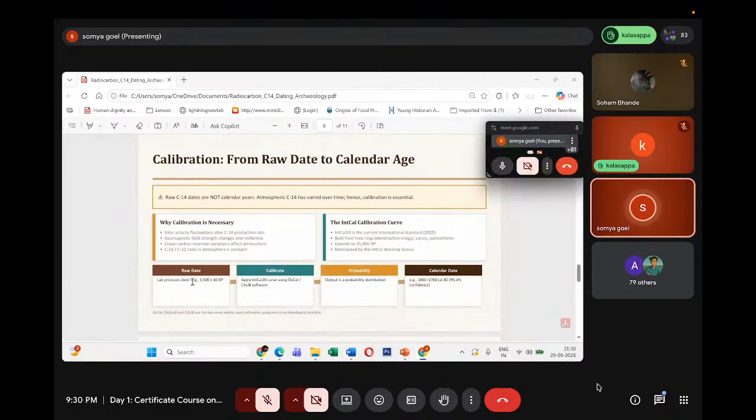But this is not the calendar year, right? We need to convert it into one to understand it better. So we need to convert it into before Common Era or Common Era, BCE or CE, right? So for this conversion, we need to calibrate it. Now, why is this calibration even required? Why is it even necessary?